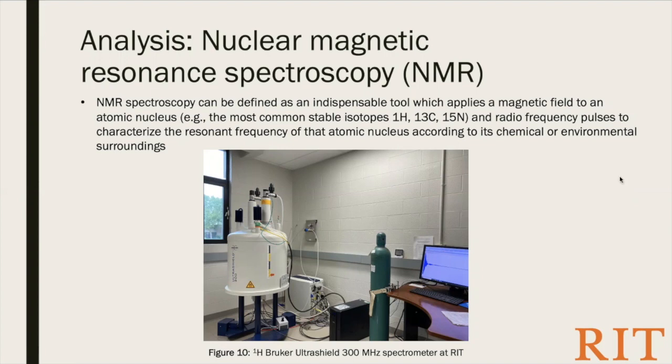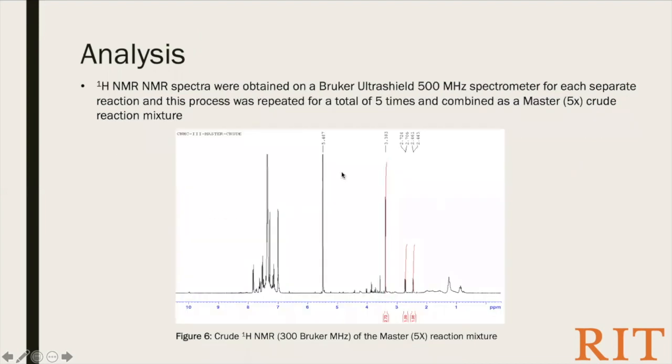So this is what our crude NMR looked like for the master mix of our 5 different reactions. The peak right here would be our starting material, all the hexane, everything else. These peaks would be the solvent that we needed to put the solution in order to even measure the NMR. And these 3 peaks are our product peaks. There's one singular peak and there are 2 doublet peaks, which is why you see 2 different numbers for each of these.